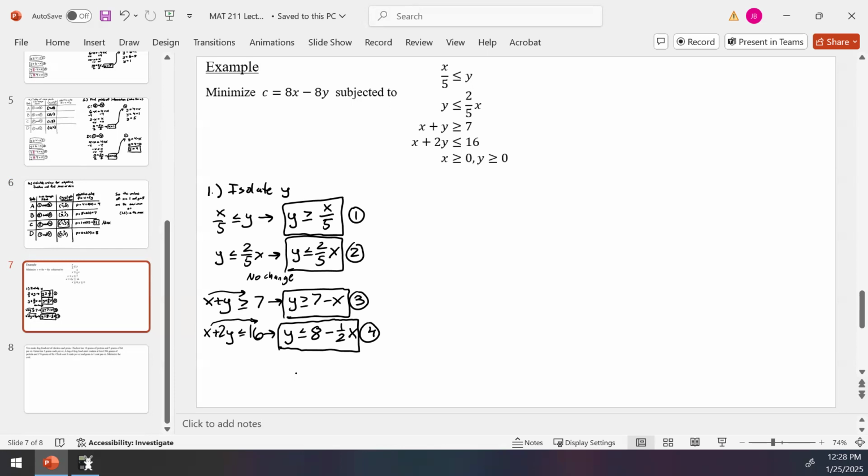And then the last ones are just going to be x is greater than or equal to 0. It's equation number 5. And then y is greater than or equal to 0. One thing to note, x greater than or equal to 0, you actually can't draw that on your calculator. You can't draw vertical lines. So that's one that you'd have to do visually. So just keep that in mind when you're doing that. So that is all of our equations.